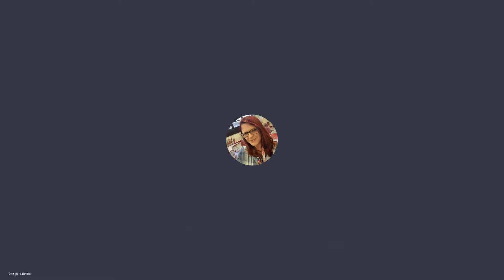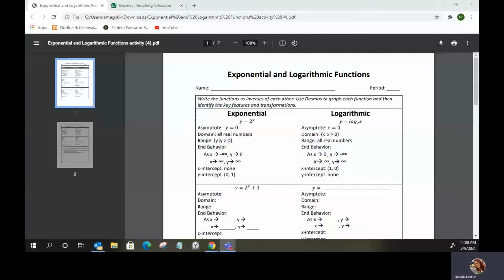In this activity, you are going to write the functions as inverses of each other. You'll use Desmos to graph each function, and then you're going to identify key features and transformations. Don't forget, the exponential and the logarithmic forms are inverses of each other. So when you look at these first two, we have these in our notes.